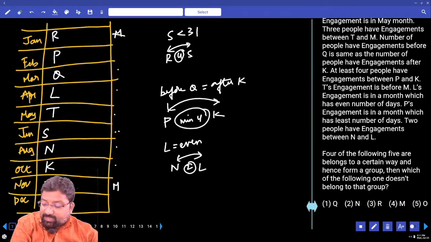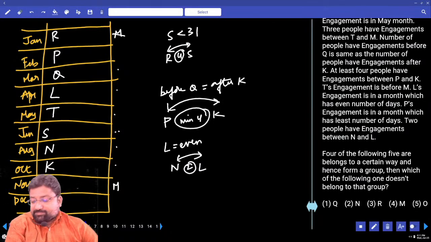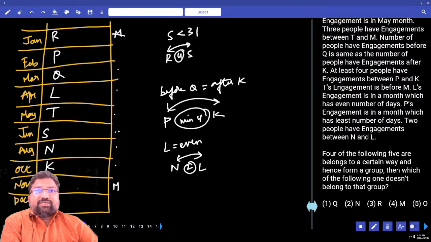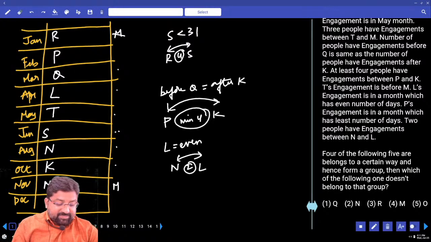Q is what? March. How many days? 31 days. N is what? August. 31 days. R is what? January. 31 days. M is what? November. How many days? 30 days. O is what? December. How many days? 31 days. So which option is my answer? Fourth option, M. Is this clear to you all?